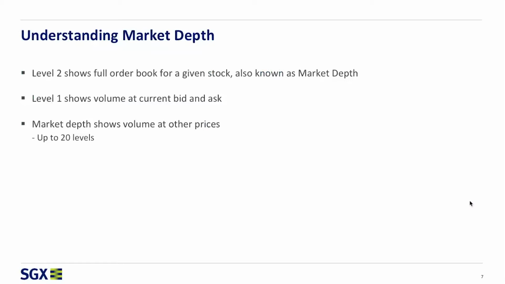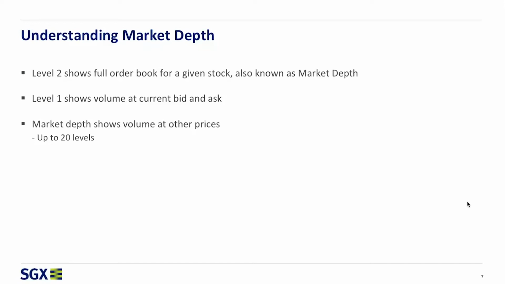To understand what level 2 is, we need to understand what level 1 is first. Level 1 shows the volume, that means the current bid and the current ask volume at the current price. For example, if you take a look at your stock quote, every time you log into your platform, you're going to see all these prices. That's level 1 information.